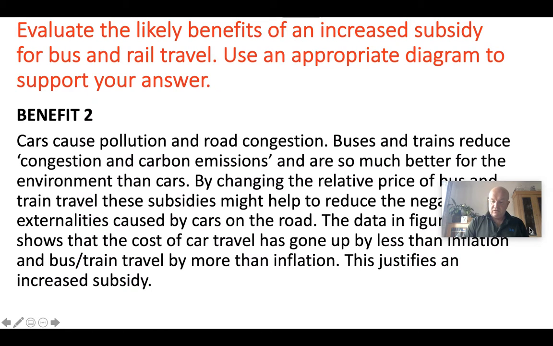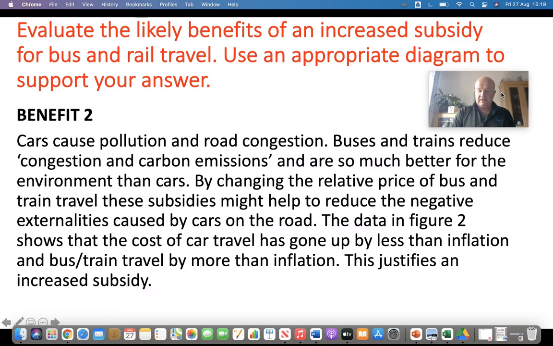Okay, if we then take a look at the second benefit, in this instance one could argue another benefit of increasing public transport is that lots of cars on the road cause pollution and also road congestion. And obviously, if we're using buses and trains, for instance, that can reduce both congestion and carbon emissions. And so, one could argue from an environmental perspective, they're a much better option than cars.